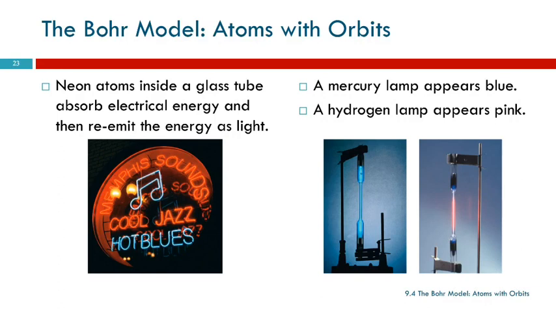You can do this with other elements as well. They just don't give off as much light. Here's a mercury lamp. Mercury will give off a blue light, and a hydrogen lamp gives off sort of a pink light. And what color you get depends on the element that's in there.